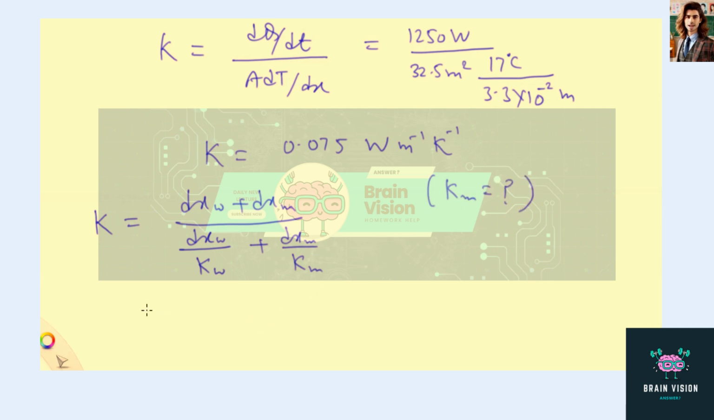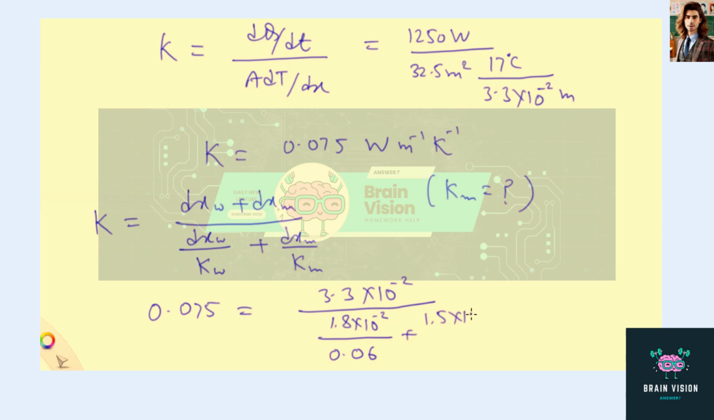So plugging in all known values, for K this is 0.075 is equal to, for the total width of the combined layer, this is 3.3 into 10 raised power minus 2 divided by, for dxw means width of the wood wall, this is 1.8 into 10 raised power minus 2 divided by thermal conductivity of wood, which is given as 0.06 plus 1.5 into 10 raised power minus 2 width of the insulating material divided by km, which is finally missing.